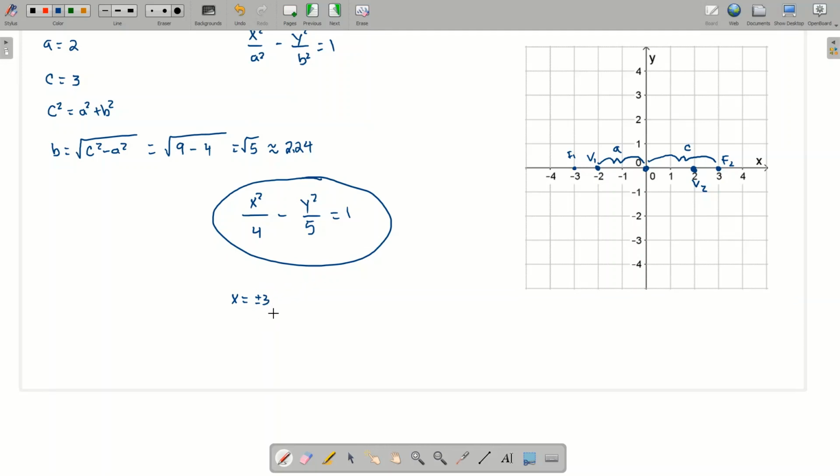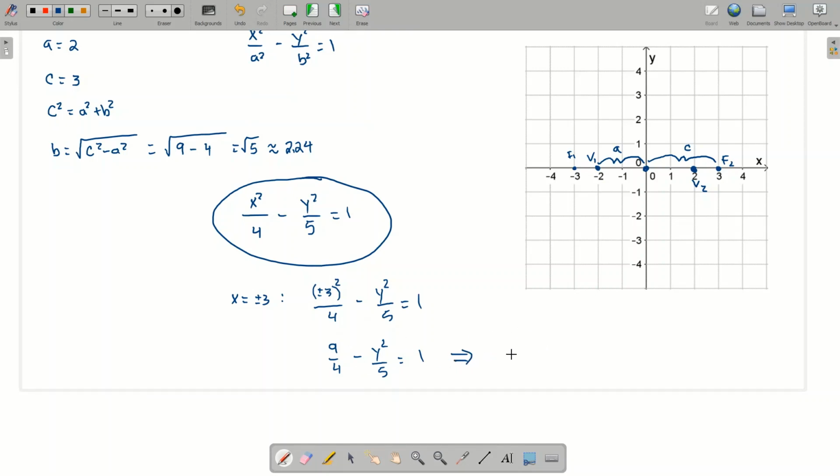Now the reason we can plug in plus and minus at the same time is it immediately gets wiped out. Right? You're going to have plus or minus 3 squared over 4 minus y squared over 5 equals 1. So that negative that would be in there would get wiped out. So 9/4 minus y squared over 5 equals 1. If you don't want to deal with fractions, then go ahead and just multiply by the least common denominator of each side, which would be 20.